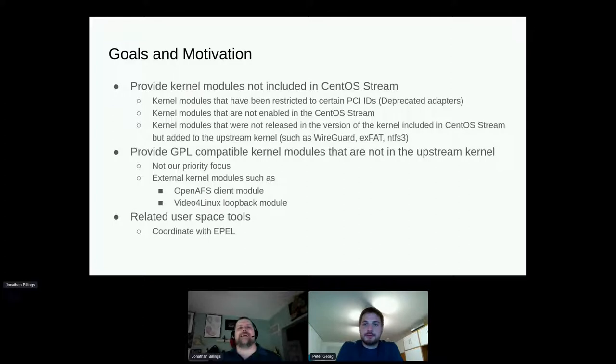Some of the things are kernel modules that have been restricted to only be for specific PCI IDs, such as storage drivers that were limited to particular ones in CentOS 8 Stream that were available in previous versions of CentOS. Others are ones that are just not enabled in the kernel. We also wanted to look at some versions that were not released in the version of the kernel in CentOS Stream, but added in newer kernels. So people could potentially use the CentOS Stream kernel, but still have access to a kernel module in a newer kernel.